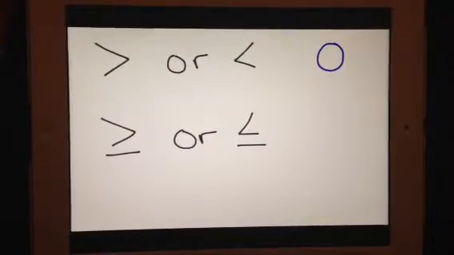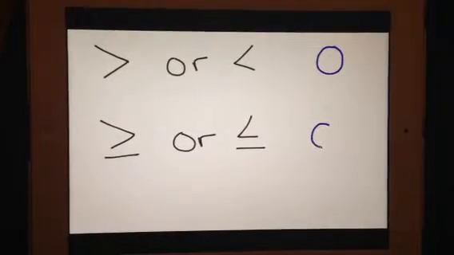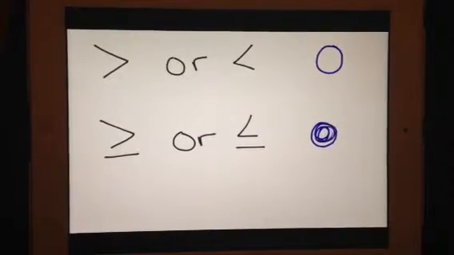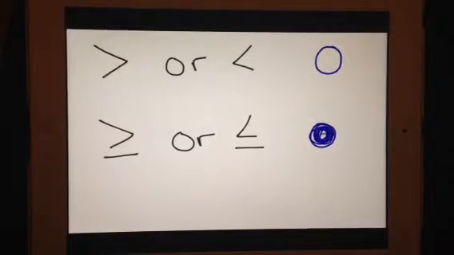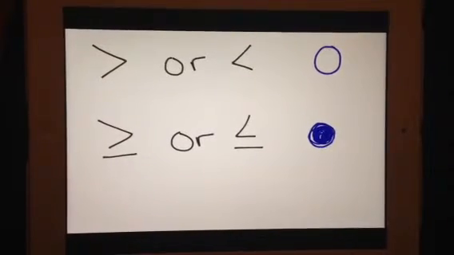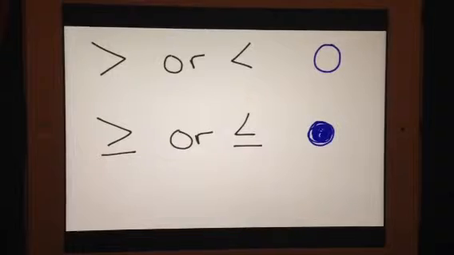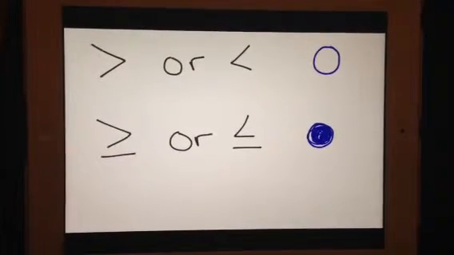For greater than or equal to or less than or equal to, you're going to put a closed circle on the number line at the given number, and then shade either to the right or the left the numbers that are included in that area.